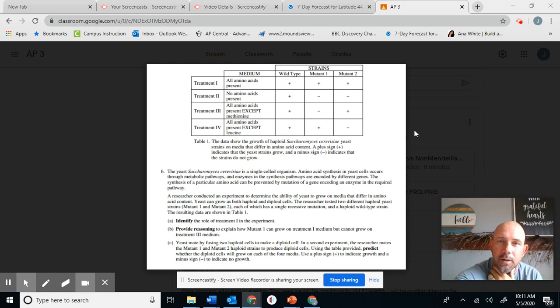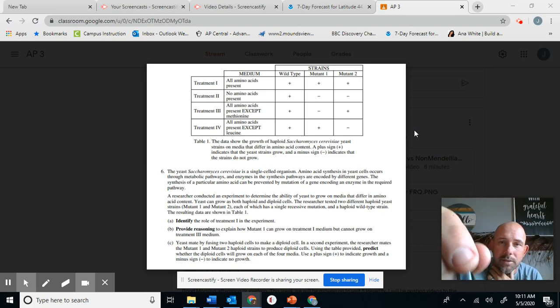Well, if there's no methionine and it can't grow, it's basically telling us that mutant one, based on what we've learned up in this paragraph up here, cannot produce that specific amino acid. So if it can't produce that specific amino acid, it can't survive on treatment three.